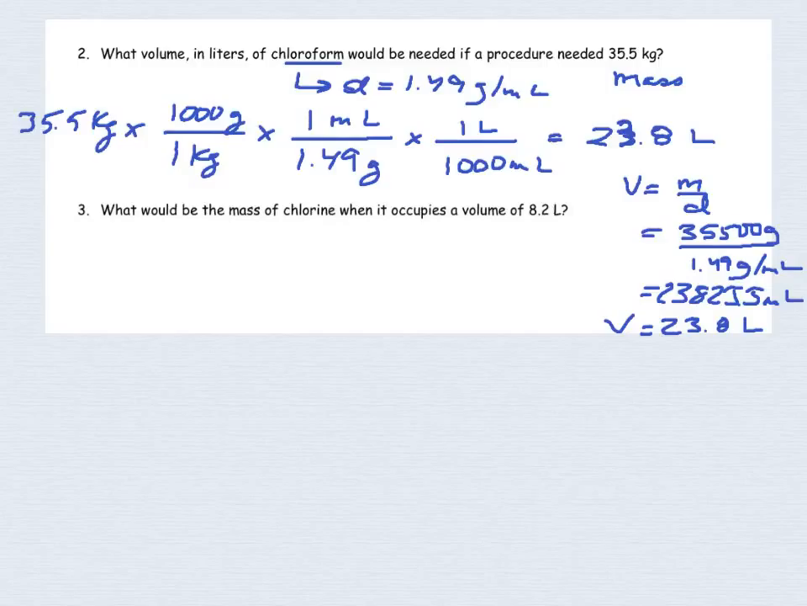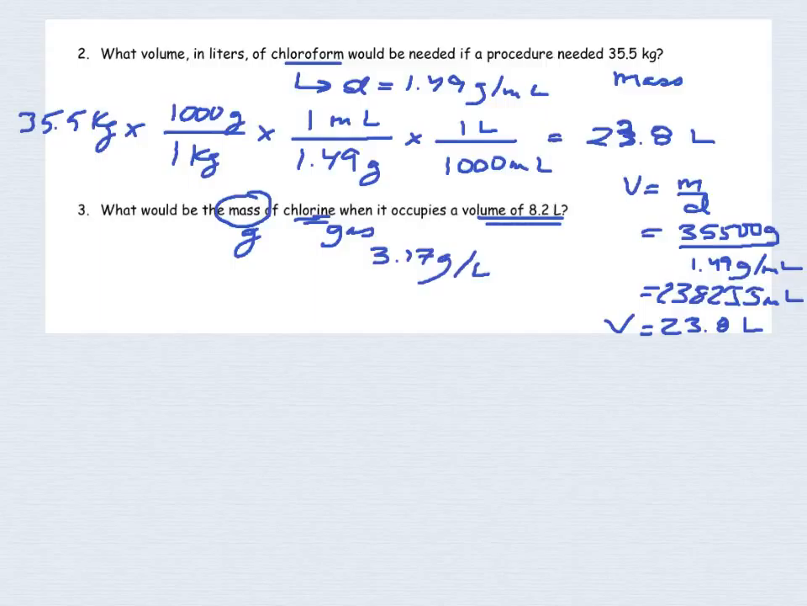Question 3, we're asking for the mass. Mass is typically in grams. Chlorine, you should know, is a gas, and I bet you the density for chlorine is on the yellow table. It occupies a volume of 8.2 liters. If you go to your yellow table and look up the density of chlorine, it's 3.17 grams per liter. Notice it's per liter.